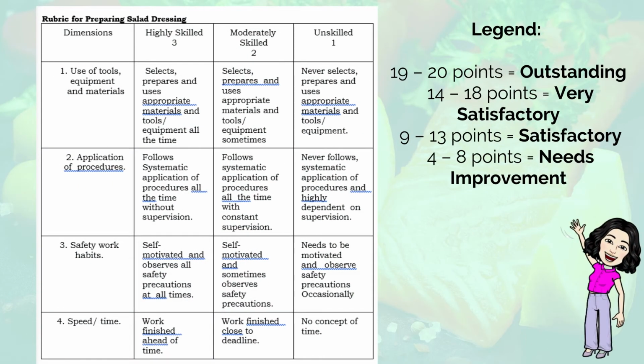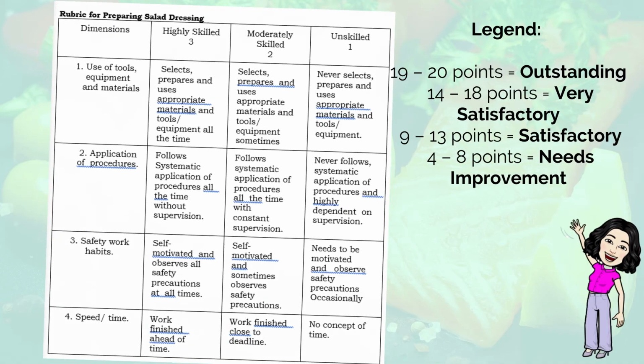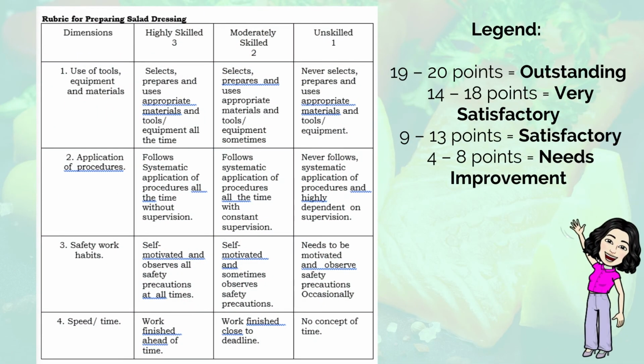Grade 9 learners, here is the rubric I'll be using with your performance task. It has 4 dimensions, and the first one is use of tools, equipment, and materials. You will be given 3 points if you select, prepare, and use appropriate materials, tools, and equipment all the time. You will be given 2 points if you do so sometimes. And 1 point for those students who never select, prepare, or use appropriate materials, tools, and equipment.